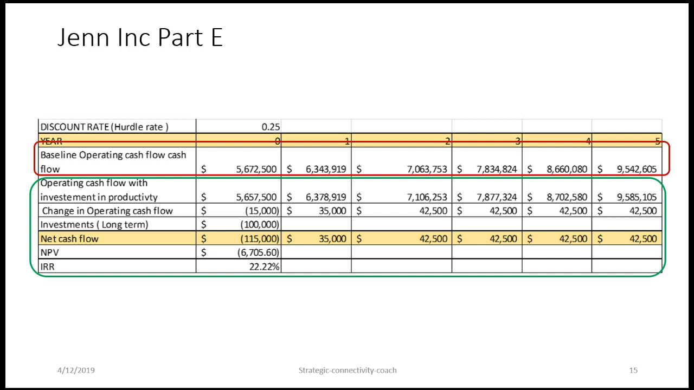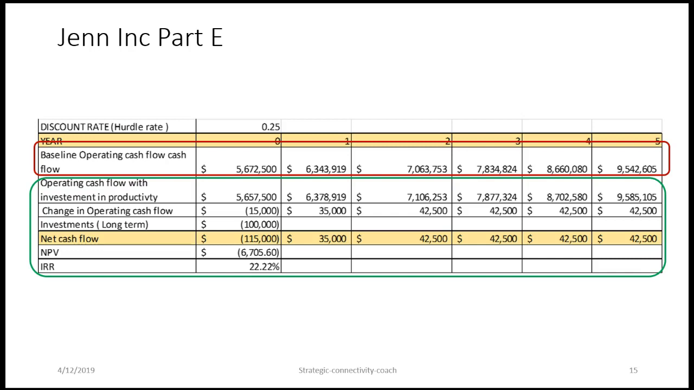And then we look at the net cash flow, which is really the sum of these numbers. And you get this yellow line, which is the cash flow, also called free cash flow. And then we use that line, the yellow line that starts with 115 negative and 35 positive and so on. And using the discount or the hurdle rate, which in this example we use 25%, which is shown on the top over here, we calculate the NPV and IRR. NPV came out to be 6.7 negative.